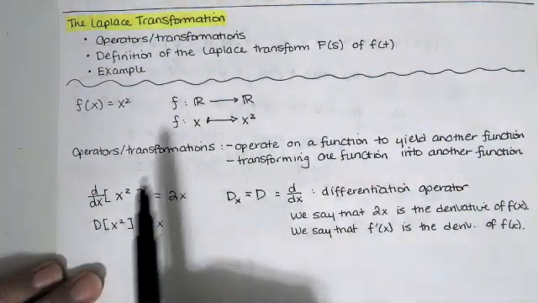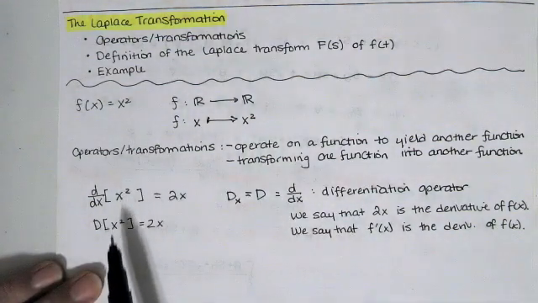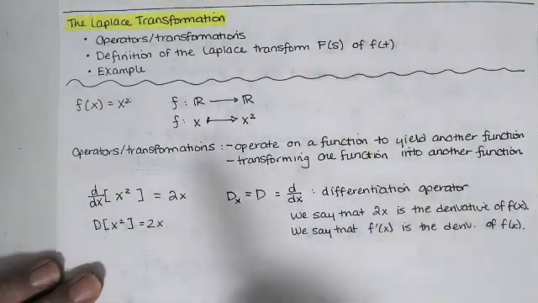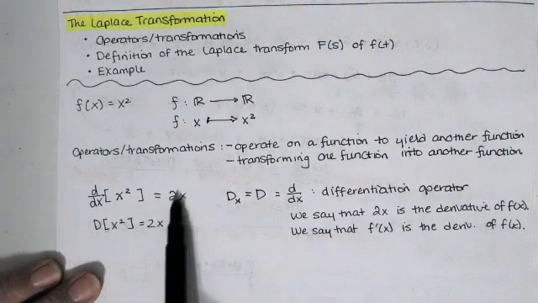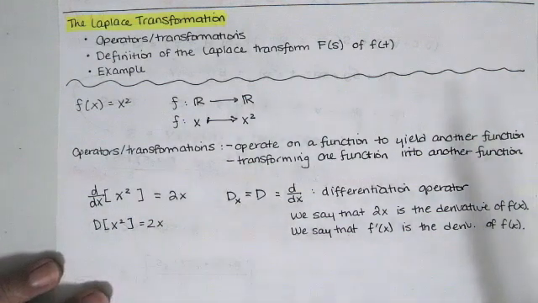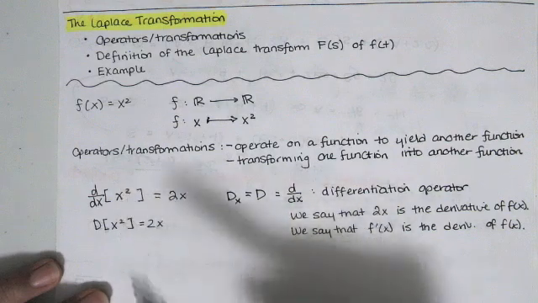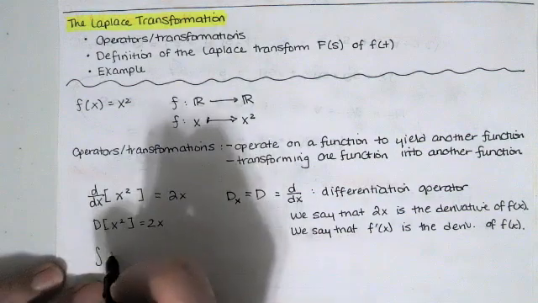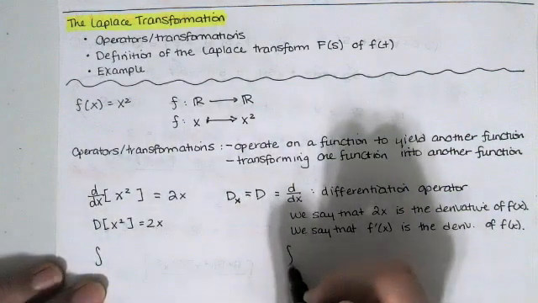I can also think of it as a transformation. It's transforming this function x squared into this other function 2x. So it's acting on a function of x and it's giving me a function of x back, and that's what makes it an operator, that it's mapping from a function to another function. Another operator that you're familiar with is the antiderivative operator.